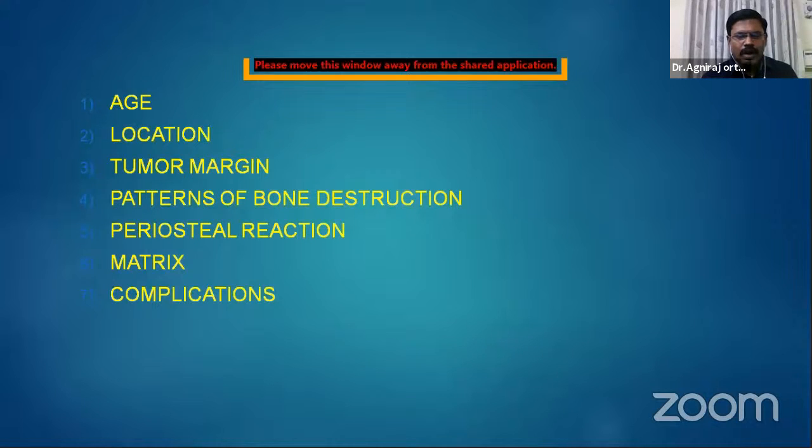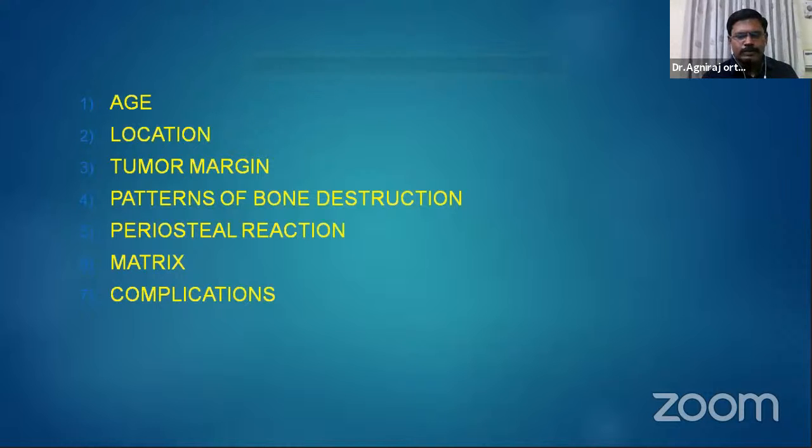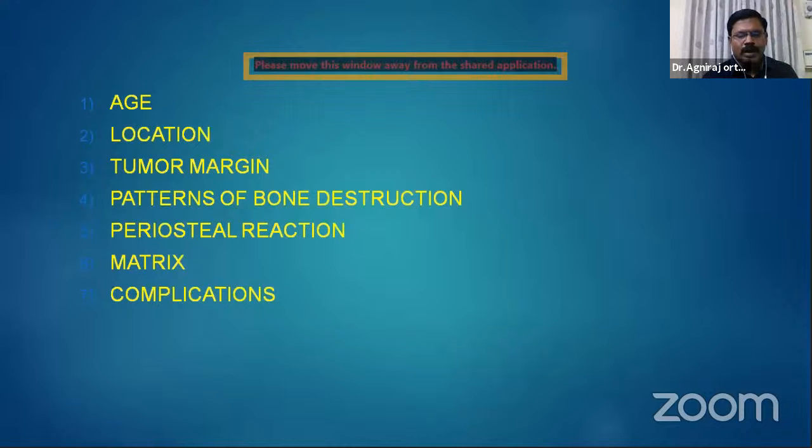And what the bone does to the tumor, that is periosteal reaction. There are 2 types: continuous or solid, and interrupted. The sixth one is matrix, whether it is an osteoid forming or chondroid forming bone tumor, mainly for sclerotic bone lesions. And the last is complications, like cortical breakdown, soft tissue extension, or, very important, pathological fracture. These are the 7 things.